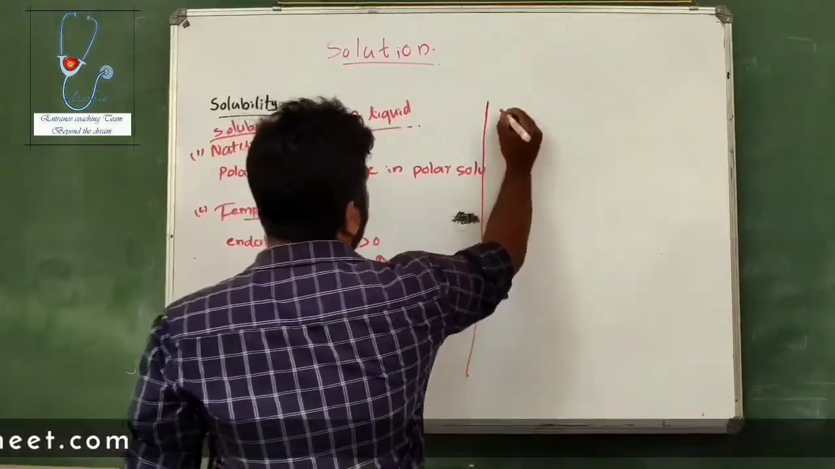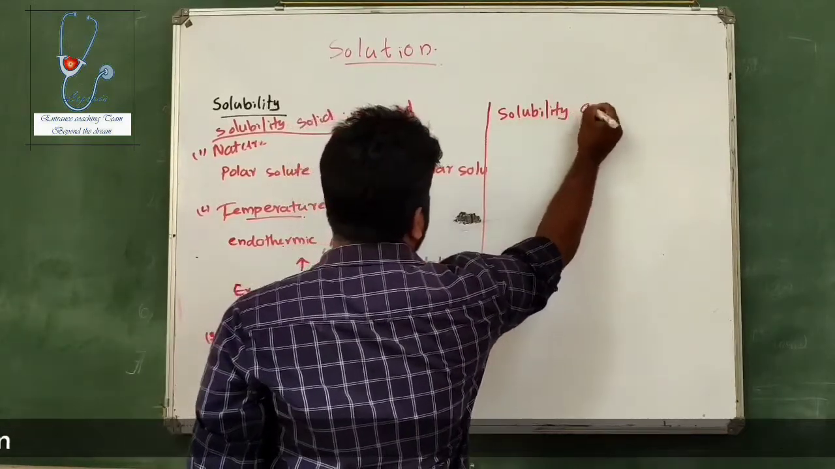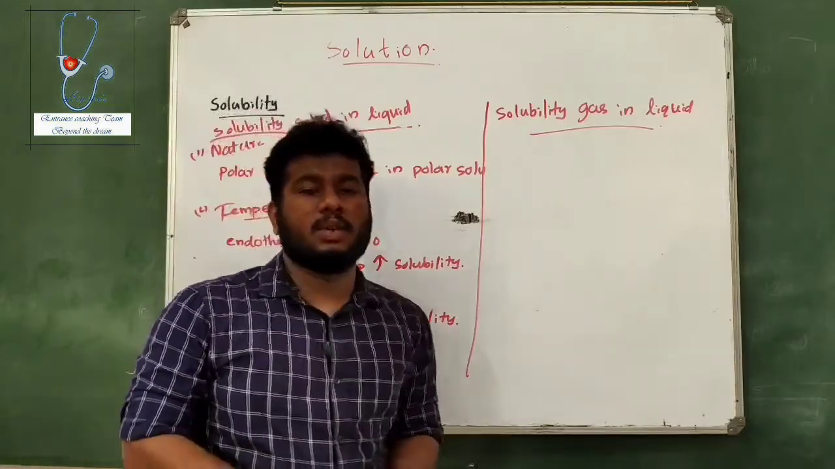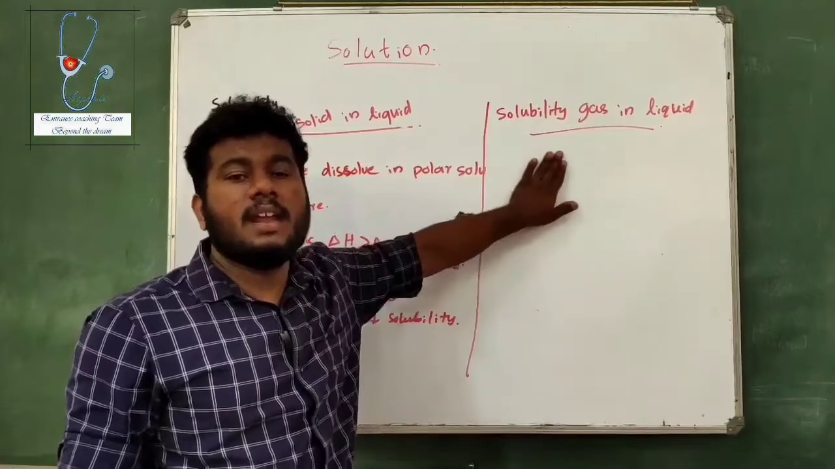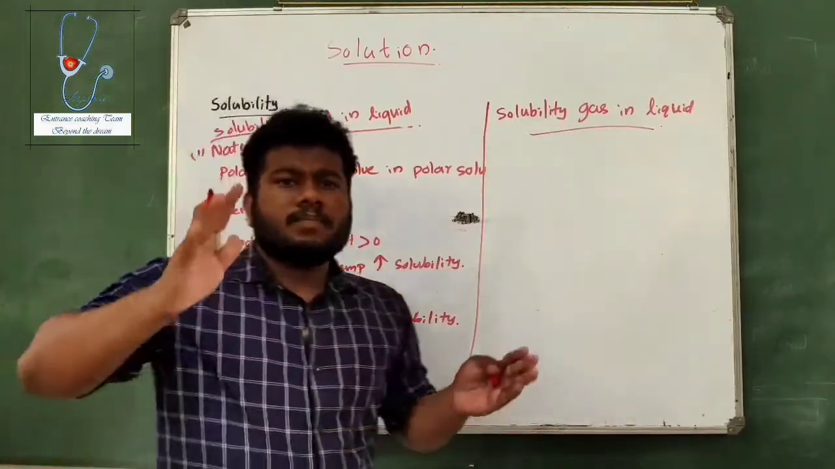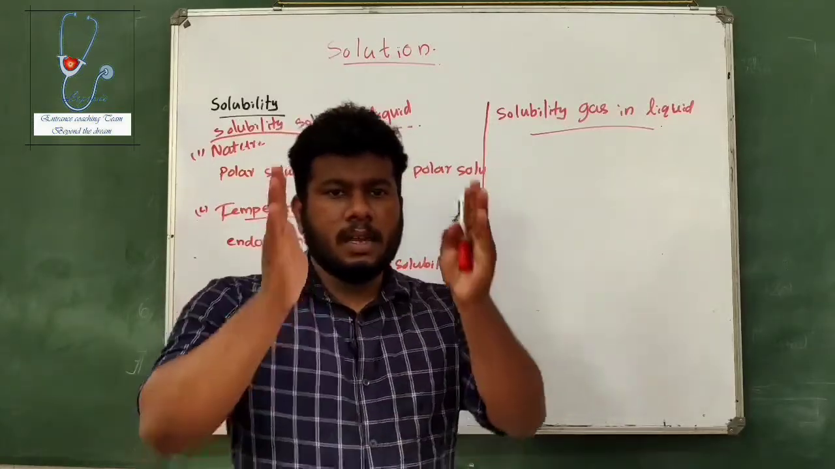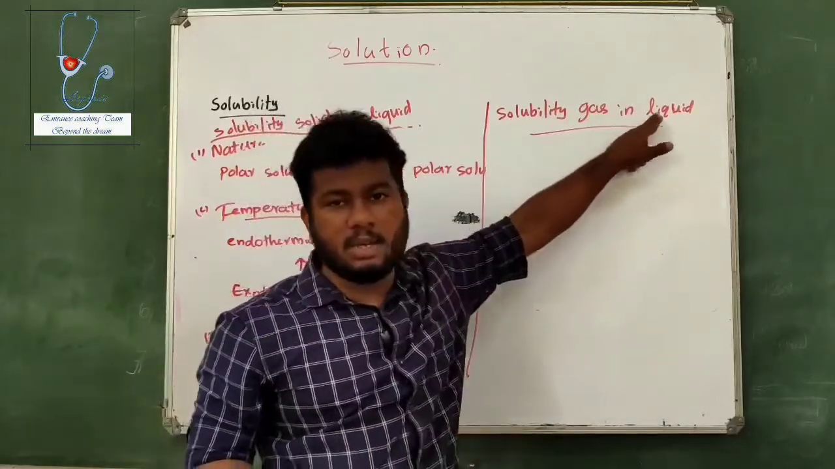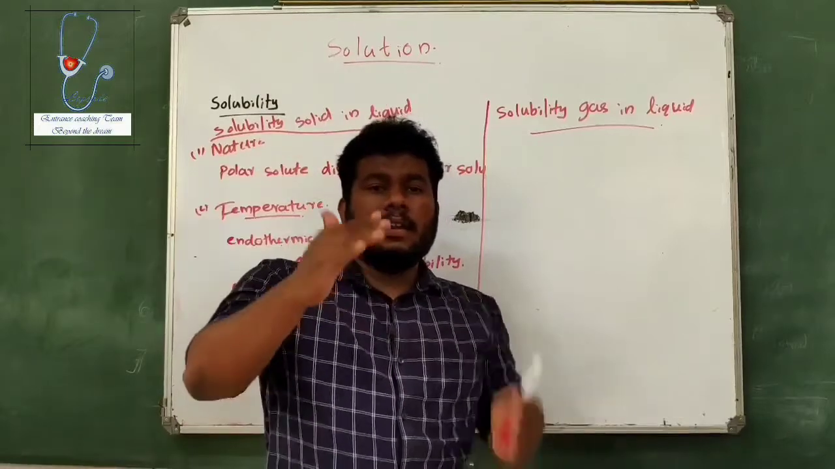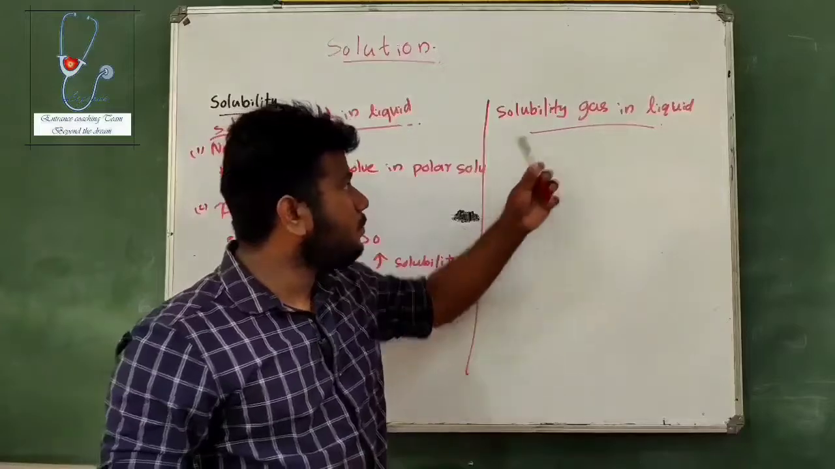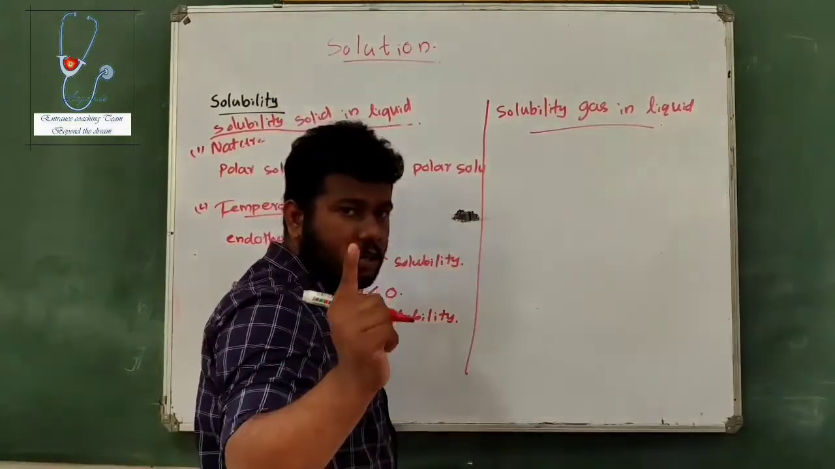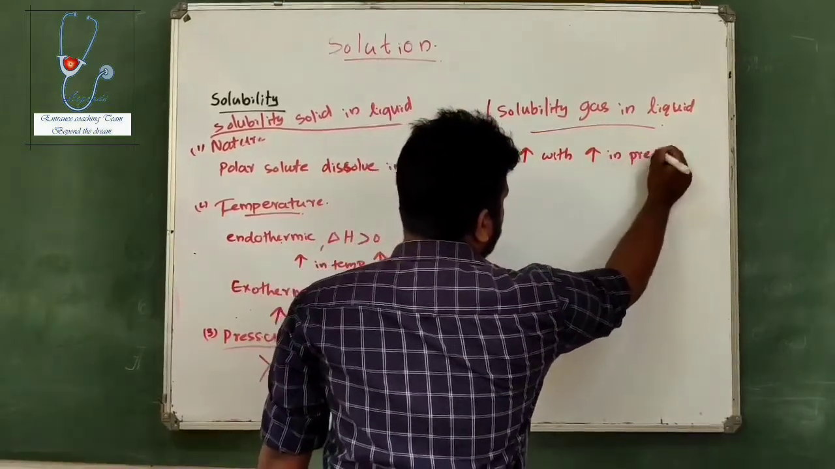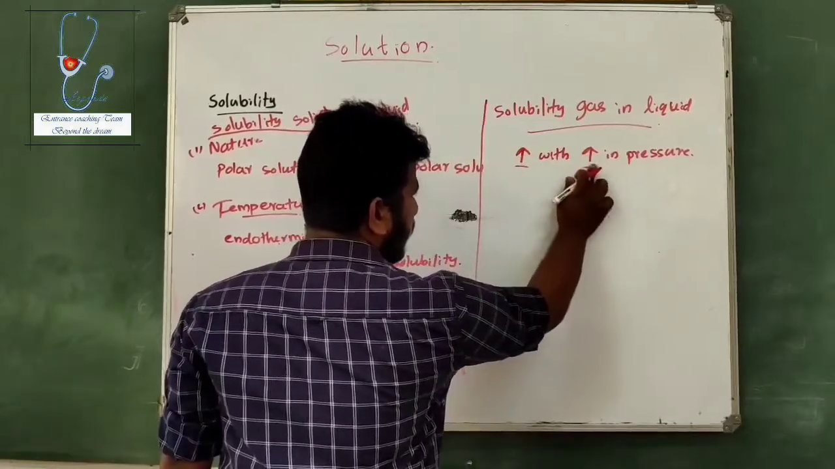Next, come to the topic of solubility of gas in liquid. What is the dependence on temperature and pressure? Here, very, very important is pressure. When a liquid solvent is taken in a container and we dissolve a gas in this liquid and apply pressure, the gas dissolves very easily in the liquid. So the solubility of gas in liquid increases with increase in pressure. So this is an increasing symbol that you know.